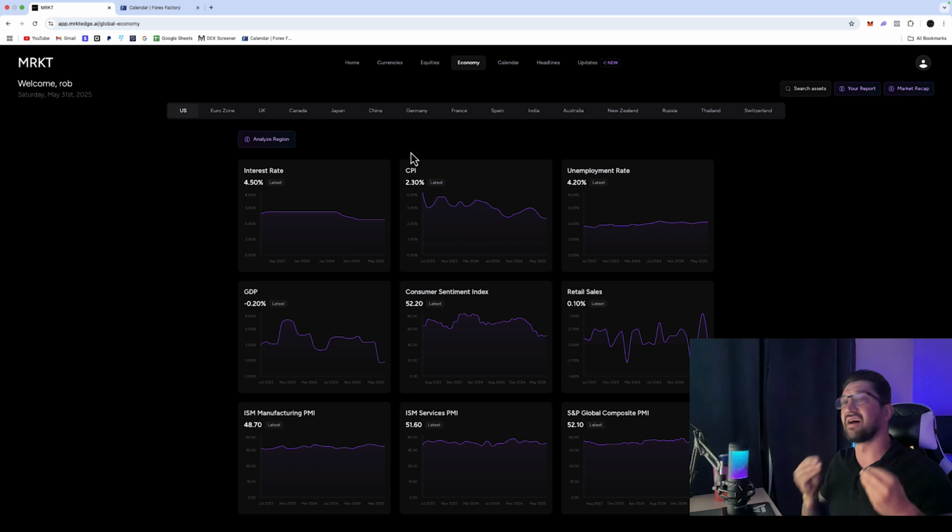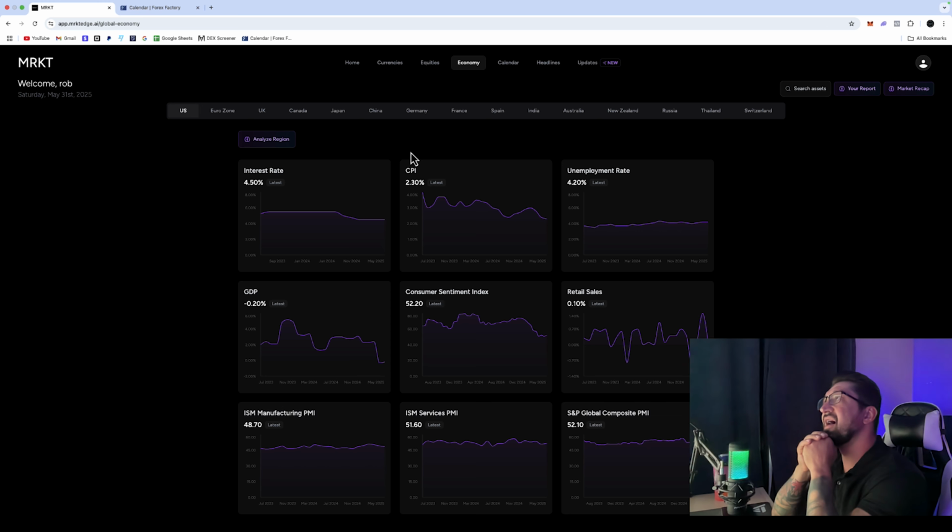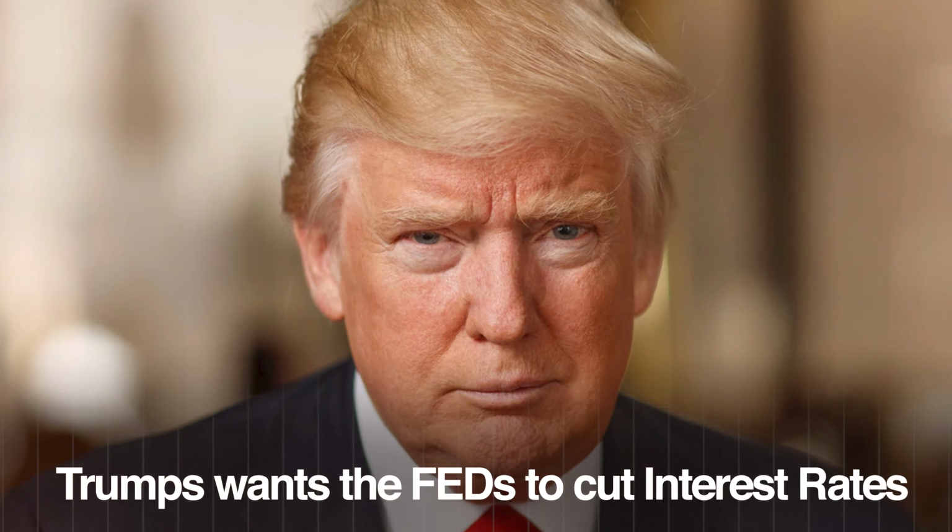So what the Fed does, or any central bank, is they monitor jobs and they monitor inflation. Their job is to have the lowest inflation possible and the highest jobs possible. They achieve this via interest rates. That's their most common tool. They have a few other tools, but we're just going to talk about interest rates. So right now we have a scenario where Trump wants the Fed to cut interest rates. The Fed doesn't want to.